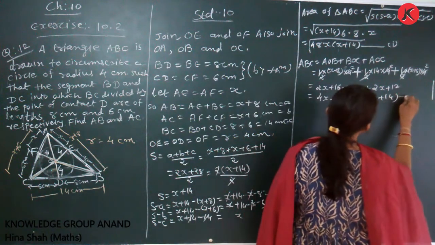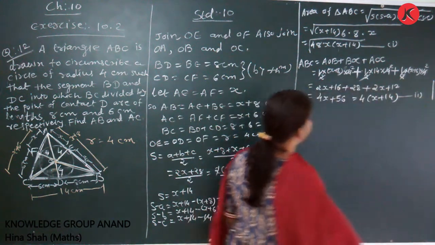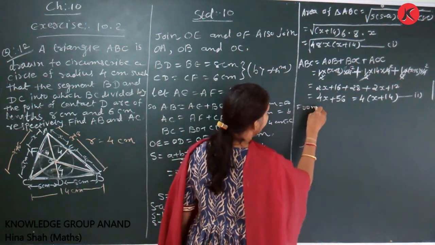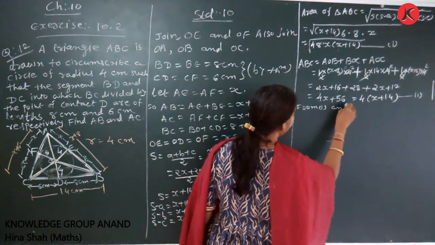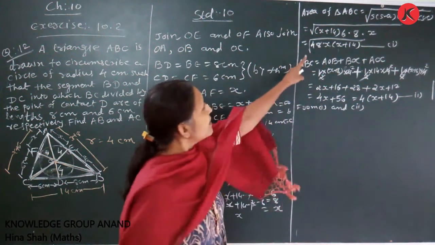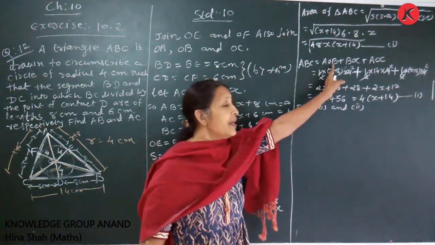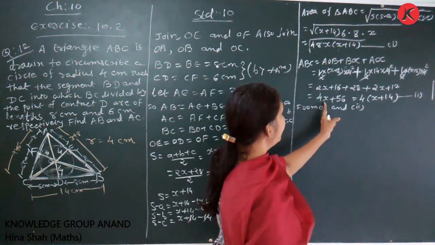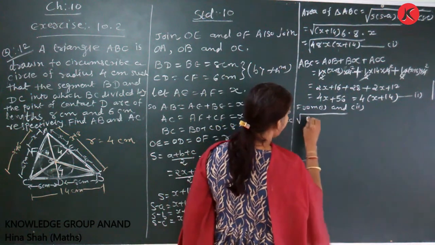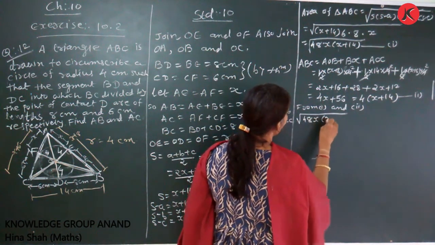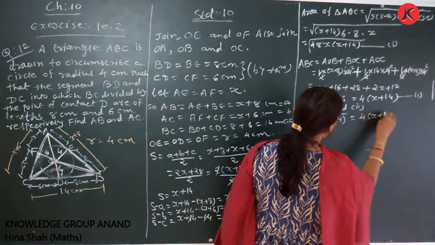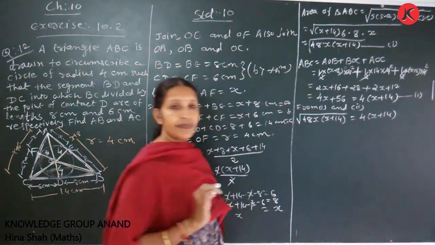Now from 1 and 2, area of triangle is equal to this. Root 48x into x plus 14, and here 4 into x plus 14. Root 48x into x plus 14 is equal to 4 into x plus 14.